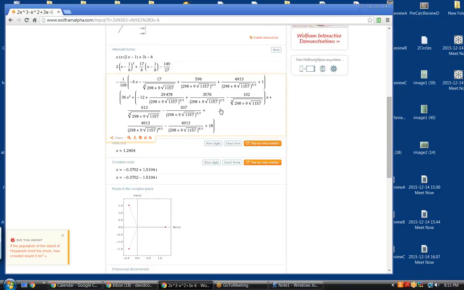I'm not totally sure what they're doing here. This appears to be a solution by radicals, which is a really tough way to solve a cubic.